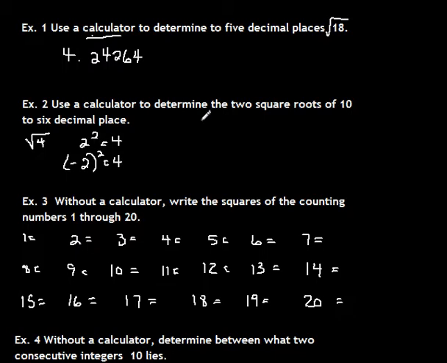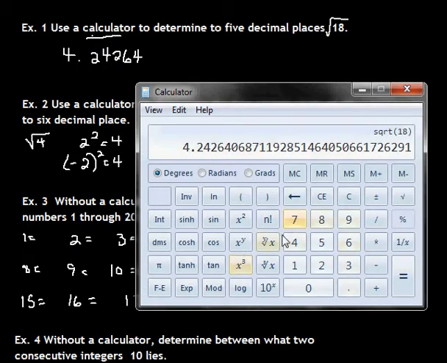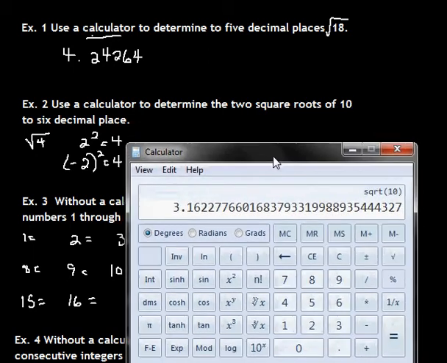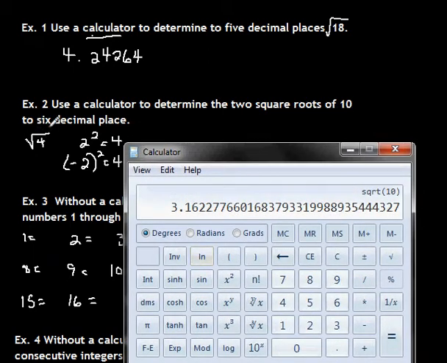So they want us to use our calculator to determine the square root of 10. So we get our calculator back out. This time I'm going to put 10 square roots, and there's the number. They want it to 6 decimal places this time, so you have to pay attention to what they want. So we count 1, 2, 3, 4, 5, 6, and you're going to look at the 7th number to see whether you round the 7 up or down or keep it the same. So since it's a 5 or above, I'm going to round this number up to an 8.